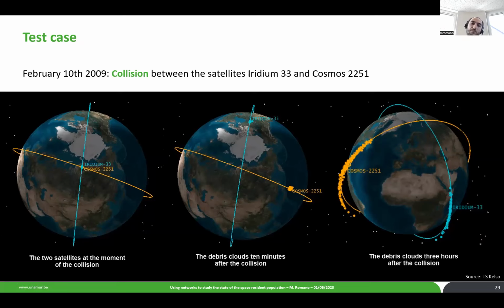An actual example. This happened in 2009. This is the only accidental collision between two satellites that has ever been recorded. These two satellites, Iridium 33 and Cosmos 2251, one Russian and one American, were communication satellites, and they collided with each other. There have been other collisions in orbit in history. However, they were all intentional. They were all ballistic tests, satellites shot down with missiles in order to test defense systems and so on. So this is the only one that has actually happened by accident.